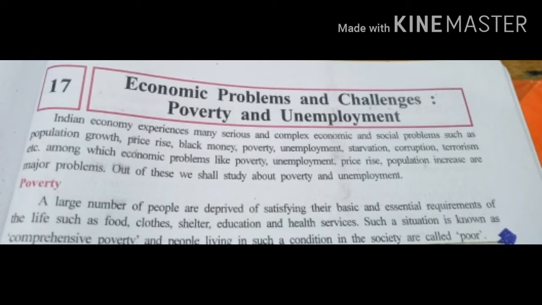What is poverty? Poverty is a qualitative term that denotes the lowest level of life. It is a situation wherein a large number of people are unable to satisfy even their basic requirements of food, clothing, shelter, education, and health.